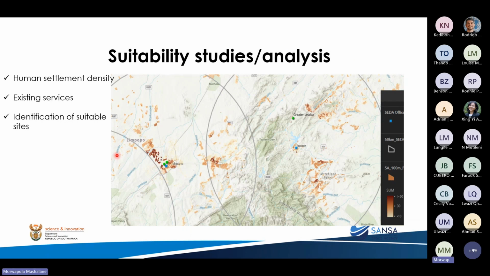Suitability studies: we also look at the settlement density, the existing services within those settlements, and the identification of suitable sites. As with the previous slide, one could be suitability for building a new clinic. The other can be suitability for building a shopping mall or complex. The other could be the building of a school, or any other service that the people require. And also suitability in terms of environmental management, looking at whether settlements are being built within a flood plain or flood risk area, within a wetland, or even in an area where there is endangered fauna and flora, because we are also tasked to protect those.